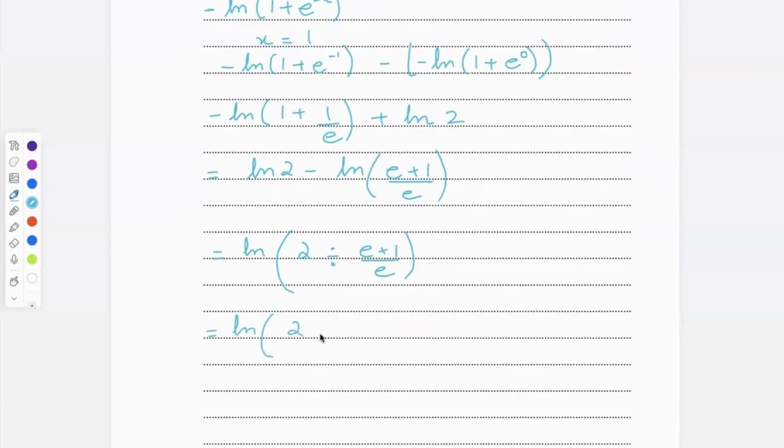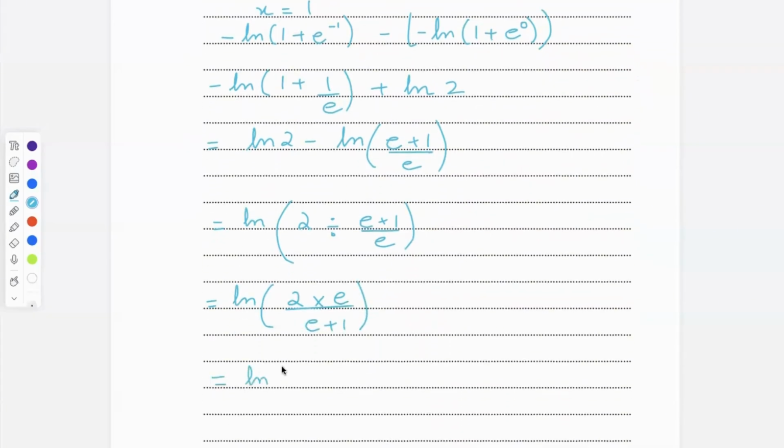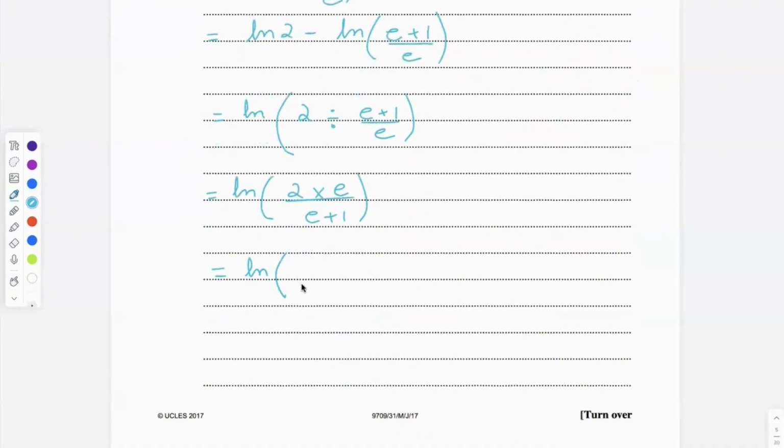Simplifying this, we'll get 2 multiplied by e upon e plus 1, which is basically the final answer that we had to prove, which was ln of 2e upon e plus 1.